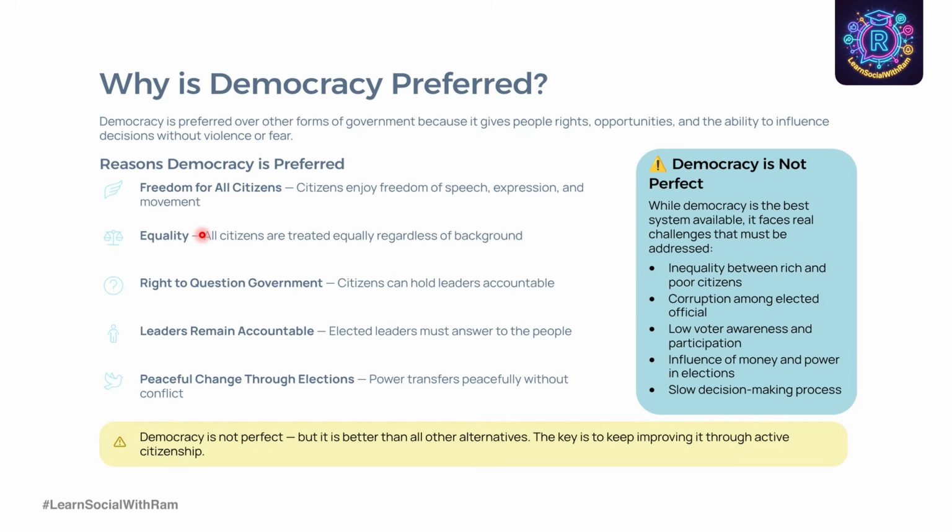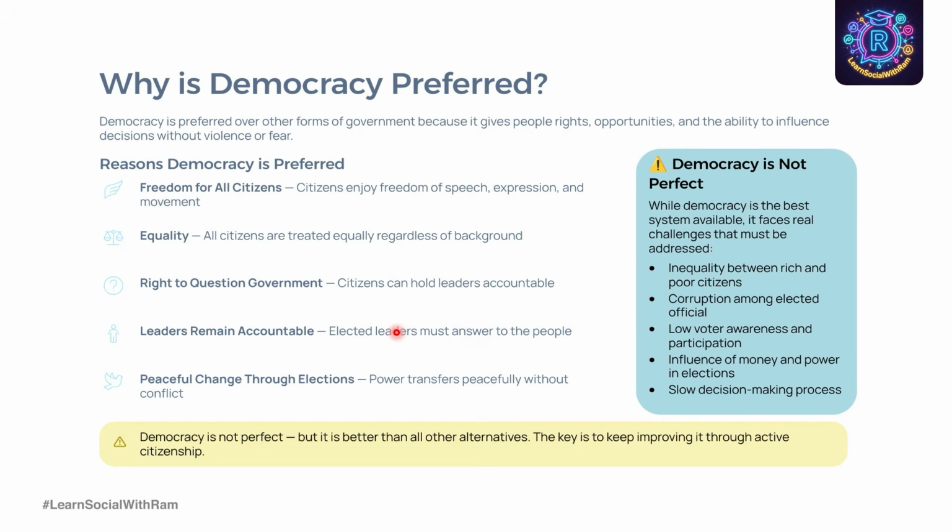And the very third reason is, we have the right to question the government. Yes, this is very important. In democracy, citizens can question the government. If leaders make mistakes, people can ask questions, and this creates accountability. The leaders will remain accountable. The elected leaders must answer to the people.